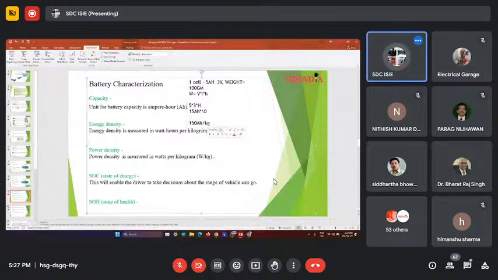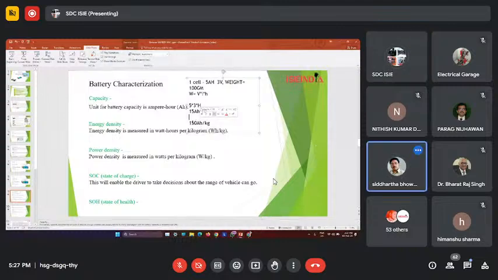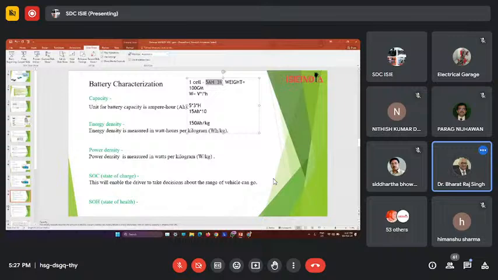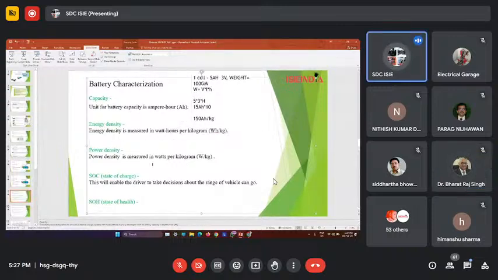Are you getting my point? Yes, so it is energy density. It will be the energy density of this cell. Same like that, the power density will be measured in watts per kilogram, right?